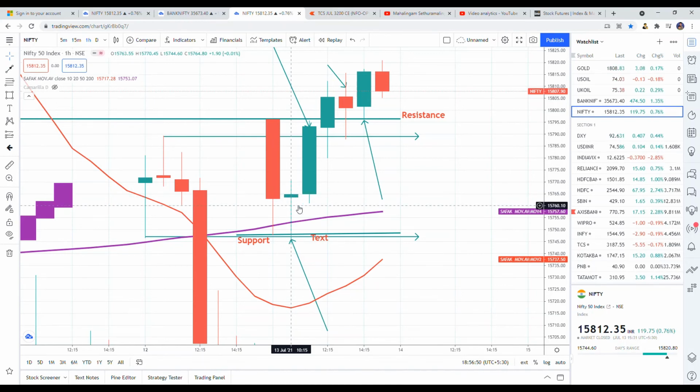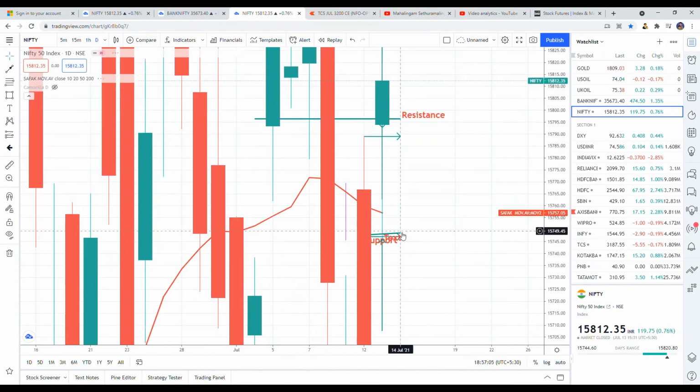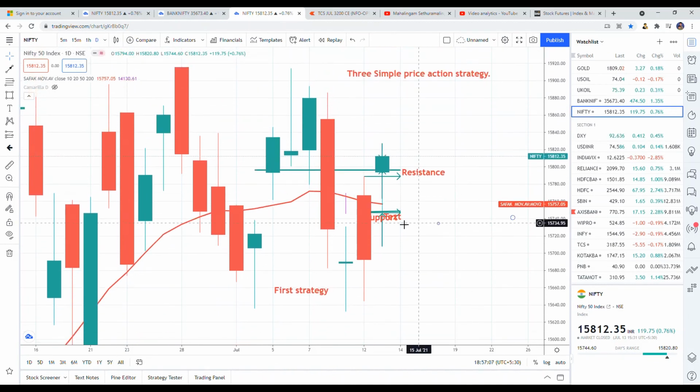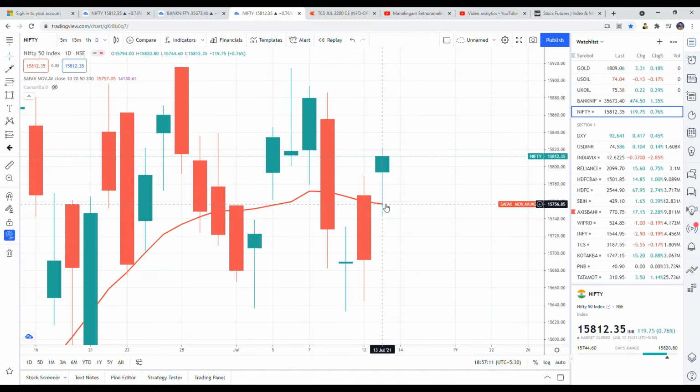It is not like you can look at the 5-minute time frame and go for a trade, or the 15-minute time frame and go for a trade. For a better understanding of the price action, you have to have the day chart. In the day chart, you have to check where the price is. See, this is your 20 moving average.